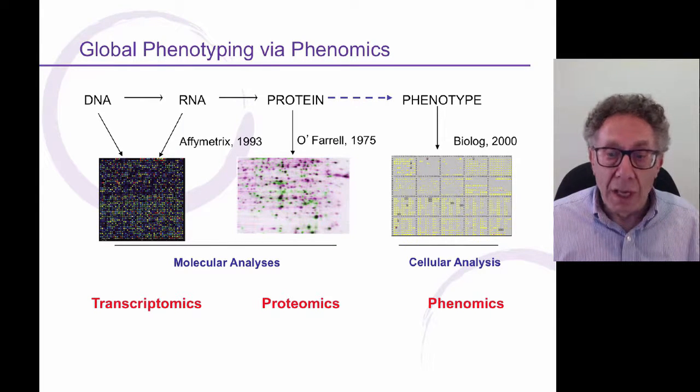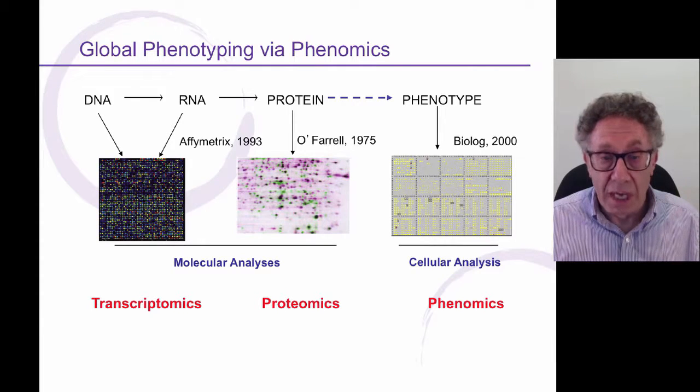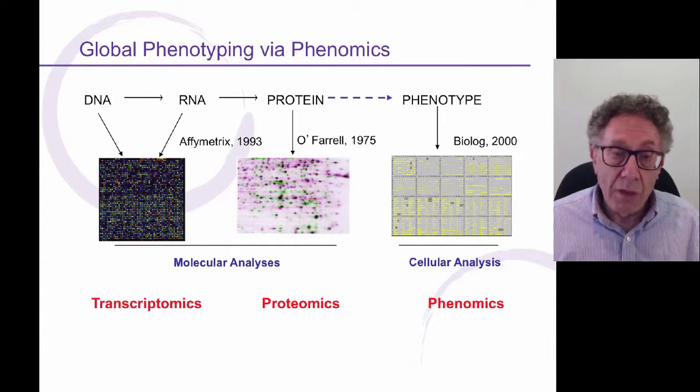Another major advantage of Phenomics is that because it's a live cell measurement, you can set up one experiment and follow the cells over a period of hours to days. Whereas with the molecular tools, you have to do discrete sampling and do a time course experiment.